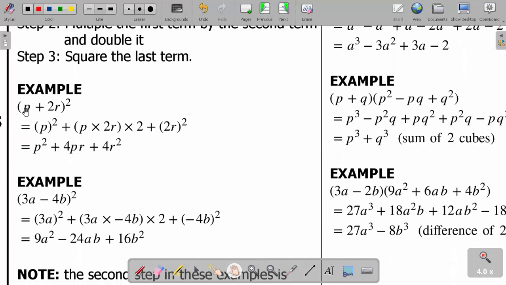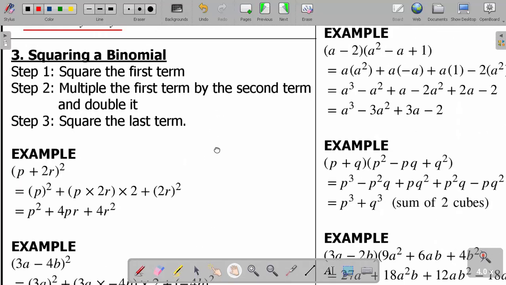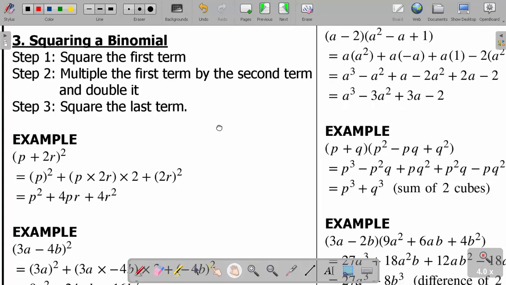You square the first term, you get p squared. Then you multiply the first term by the second term and then double. So p multiplied by 2r, doubled, gives us 4pr. Then you square the last term. Now 2r in brackets squared gives us 4r squared. So that's how we expand a binomial. Hope we are together. Okay, that's how we square a binomial.